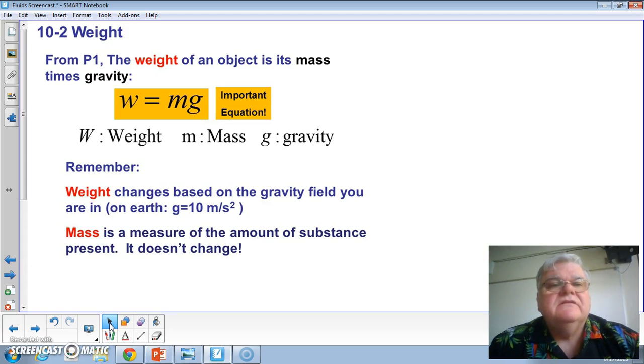From the P1 days, the weight of an object is its mass times its gravity. The effective gravity on it, I should say. And that's another important equation. Remember, W is the weight, M is mass, G is gravity. Weight can change depending on what gravitational field you're in. Your weight on the moon is different than your weight on Earth. Your mass, however, does not change. That's the same everywhere. That's the amount of substance that's contained in you. If you want to get rid of mass, you're going to have to cut something off.